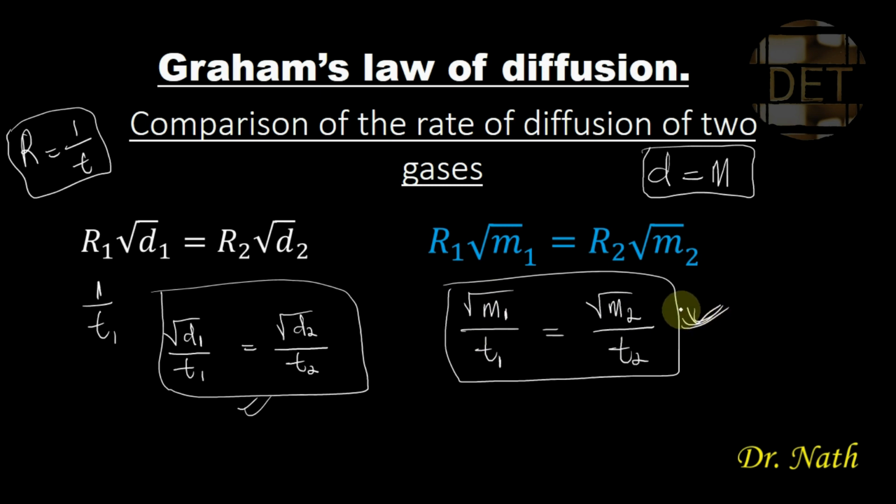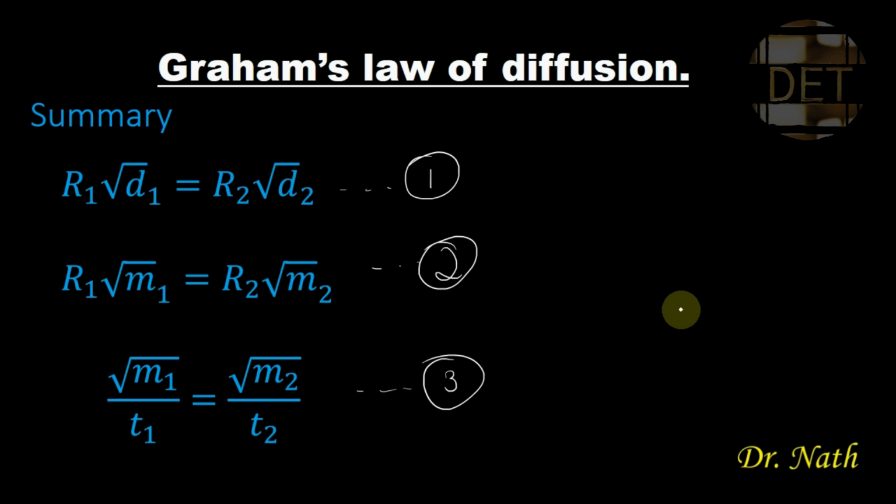So in summary, we've talked of 3 basic equations as regards Graham's law of diffusion. These equations are very crucial, as most questions arising from Graham's law of diffusion will involve either of these 3 formulas. The first equation is R1 square root of D1 is equal to R2 square root of D2. Whenever the rate and density of a gas is given, you can use this formula. The second equation is R1 square root of M1 is equal to R2 square root of M2.